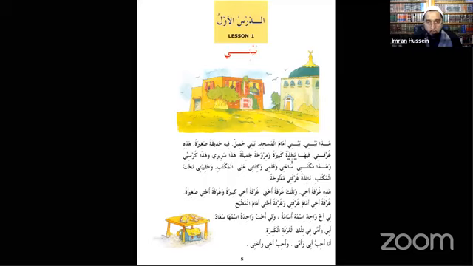ومروحة جميلة. And a beautiful fan. هذا سريري. This is my bed. وهذا كرسيي. And this is my chair. وهذا مكتبي. And this is my desk. ساعتي, my watch. وقلمي, my pen. وكتابي, my book.